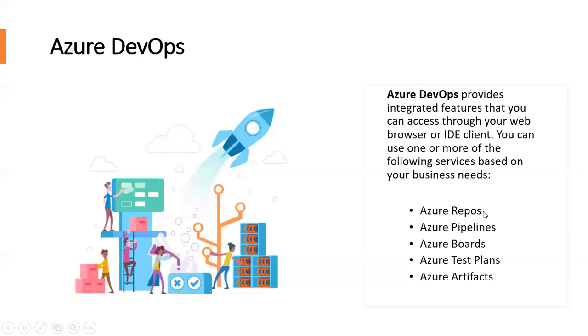Azure Repository is used to store the build. Test Plan is used to write the test cases for testing purposes. And Azure Artifacts is to store the artifacts. These are the five services offered inside Azure DevOps. So that is the reason I was telling you, Azure DevOps is not a single service. It is a suite of services. Okay. Clear, guys?